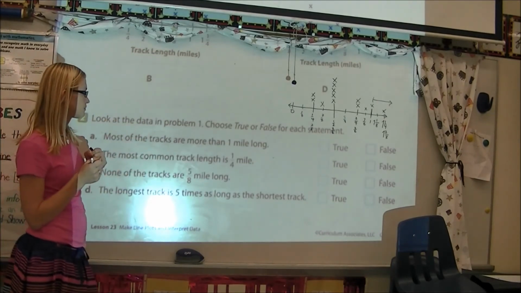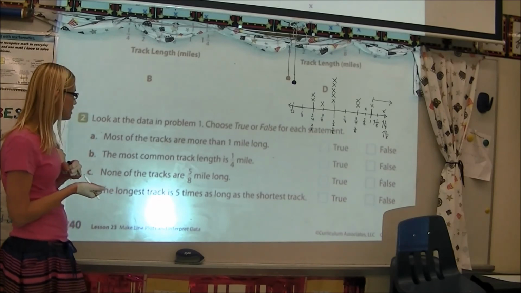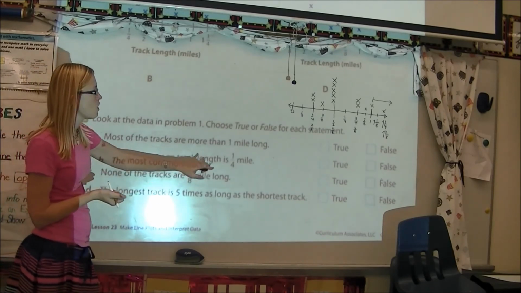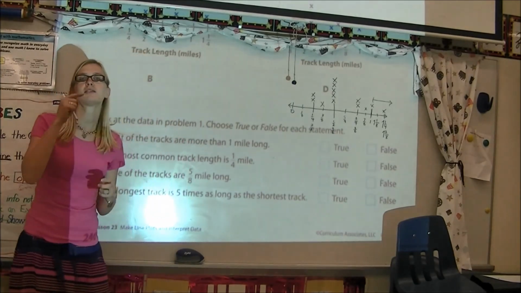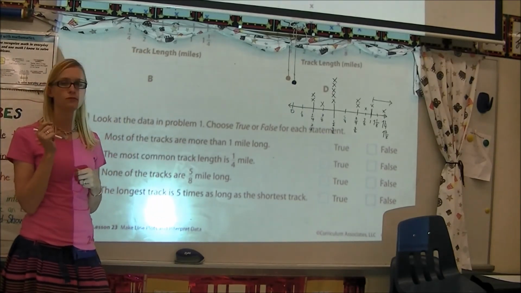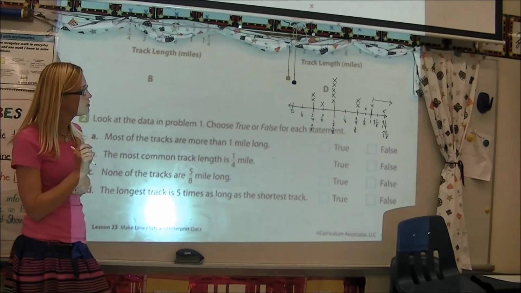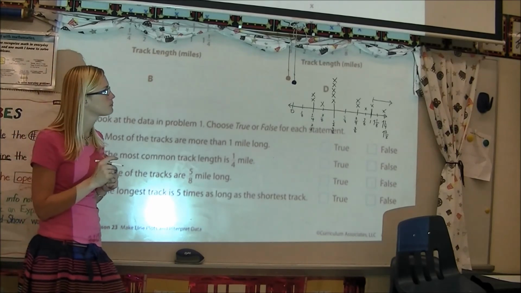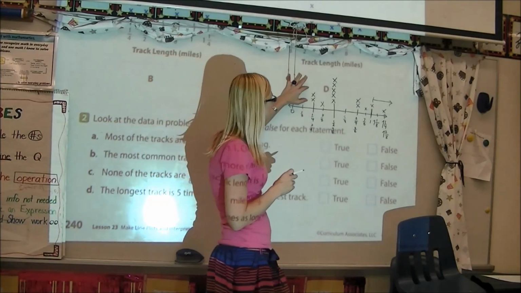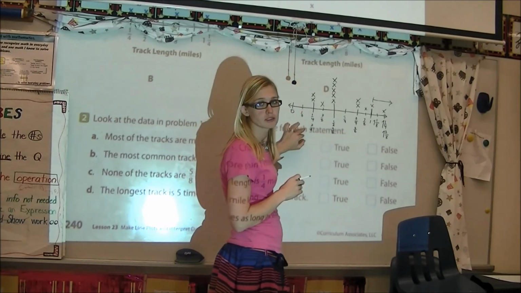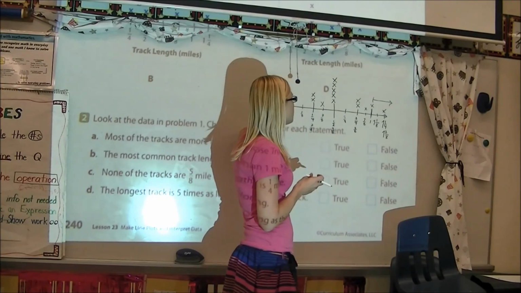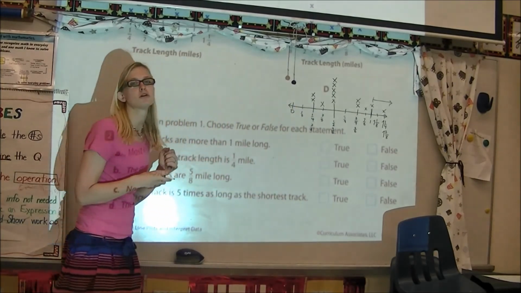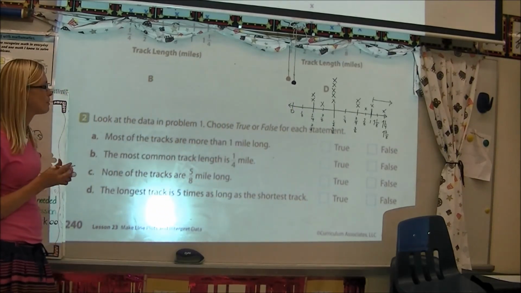Look at letter B. Let's read letter B. The most common track length is 1/4 mile. Common means it has the most amount of data points. It's the most frequent. Do most of the people run 1/4 of a mile? Well, here is my 1/4 of a mile, again equivalent to 2/8. And no, most people don't run that. I have 2 there. What distance do most people run? What is the most common track length?